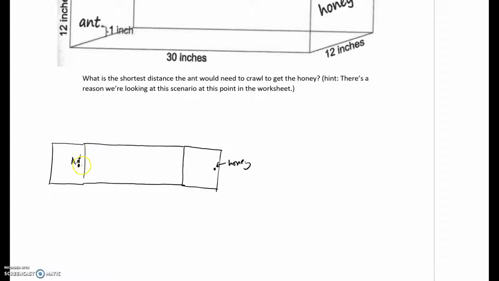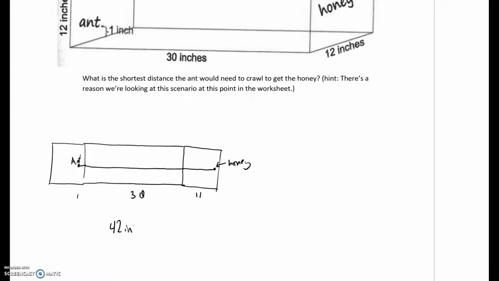But here I can see that I can go from here, it would be 1 inch, plus another 30 inches to here, plus another 11 to over here. So I end up with 1, 30, and then the 11 here. So I end up with that 42 inches. And originally I was like, oh, easy, problem's done.